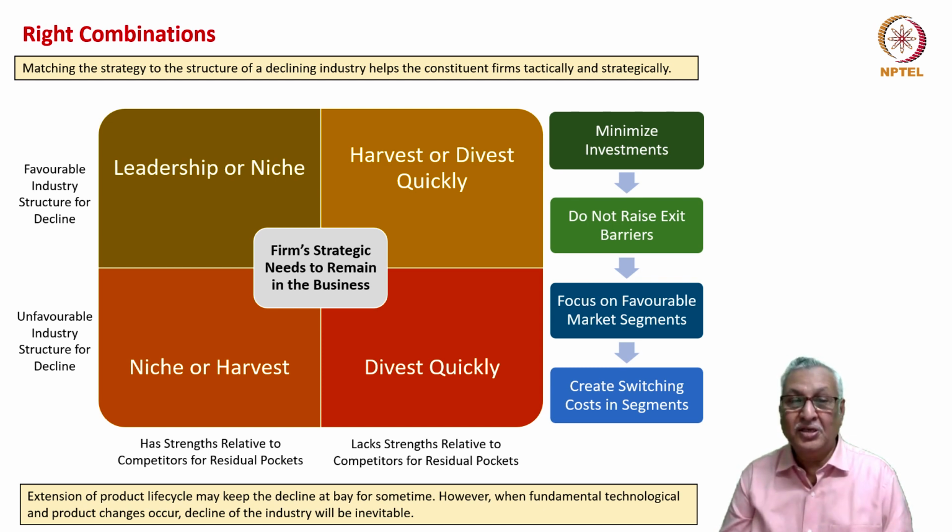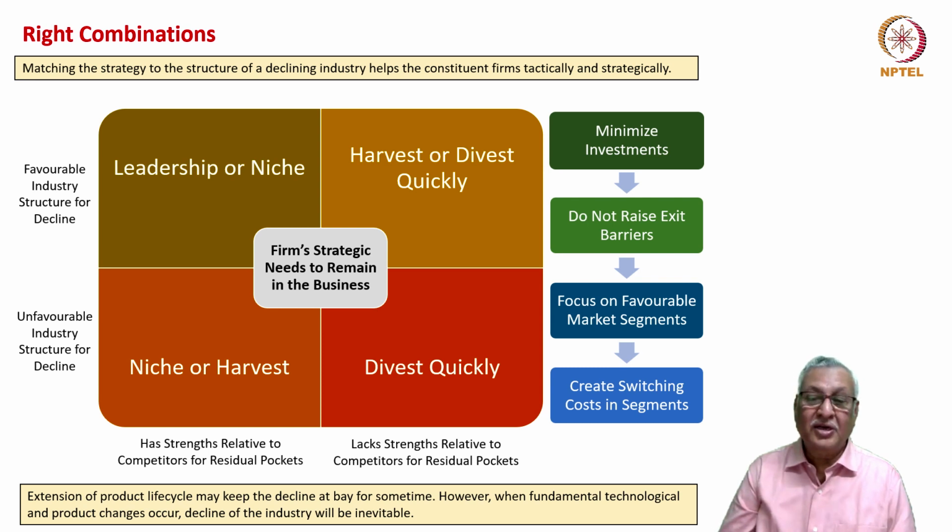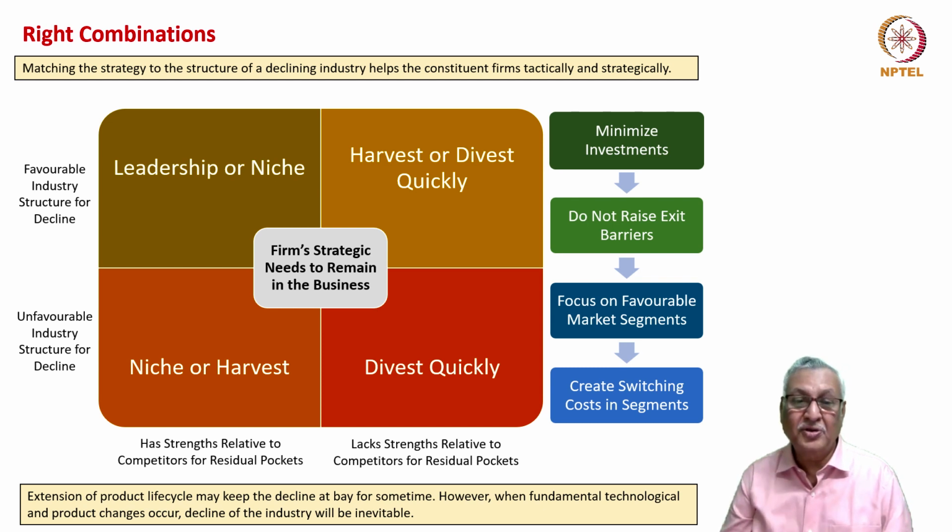So the mantra in declining industries is to minimize investments, not to raise exit barriers, focus on favorable market segments, and create switching costs in segments so that whatever be the residual pocket you are there, you are reasonably strong. As with other industries, extension of product life cycle may keep the decline at bay for some time, but when fundamental technological and product changes occur in that industry or in the adjacent industries, the declining industry may vanish at some point of time. Telex industry is one example. The film roll industry is another example.